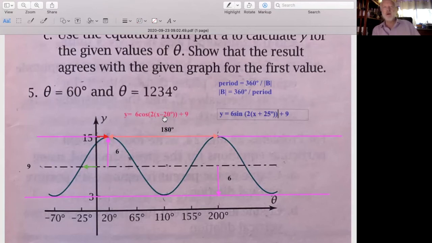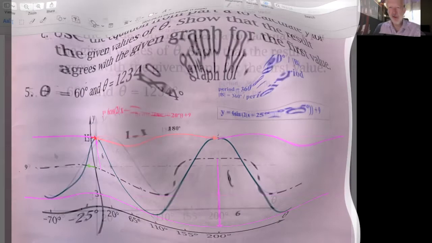So we start out with the argument being x, and in this case, we're doing x minus 20, and then we're multiplying that by 2. So all of those things are inside the argument, there and there. And those are the two equations that we get for this. Okay. Is anybody having any trouble with this, or are you following along with this?